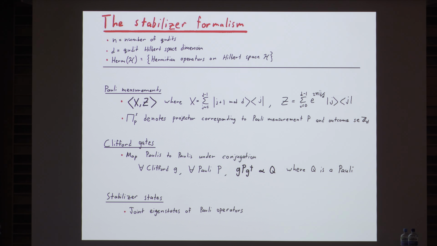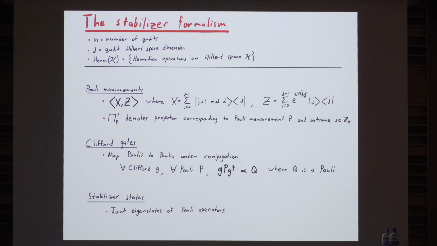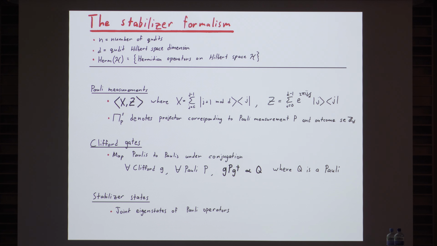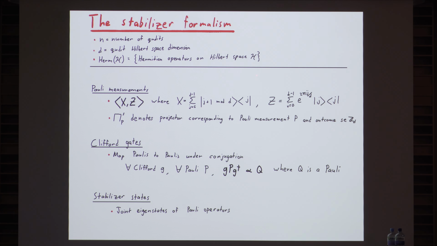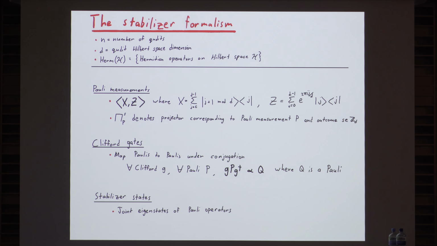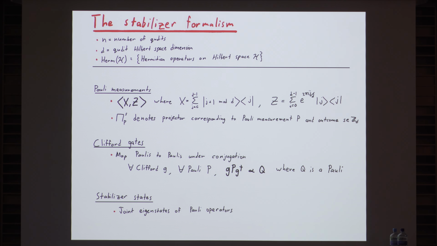So stabilizer formalism consists of 3 things. We have Pauli measurements, Clifford gates, and stabilizer states. So for qubits, it's just the regular Pauli operators, maybe strings of Pauli operators on all the qubits. And we have a suitable generalization of the x and z Pauli operators for qudits. And then when you see pi, subscript p, superscript s, this is going to be a projector corresponding to a Pauli measurement p, giving a measurement outcome s.